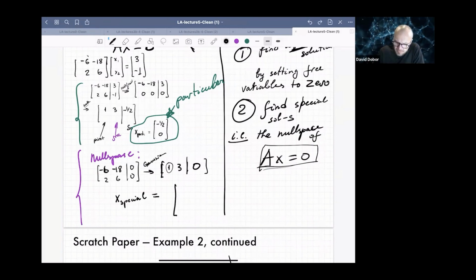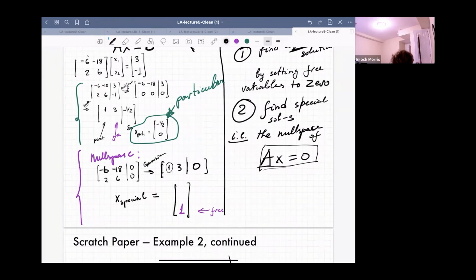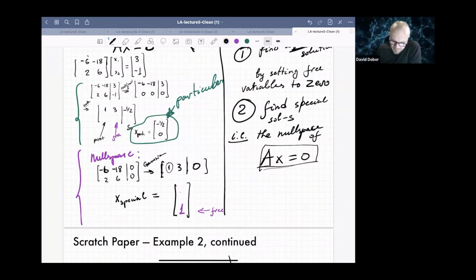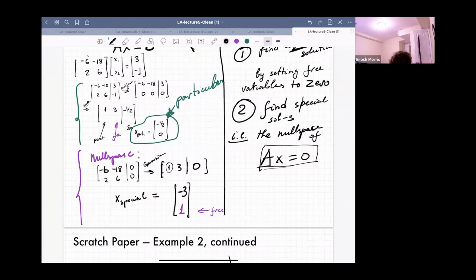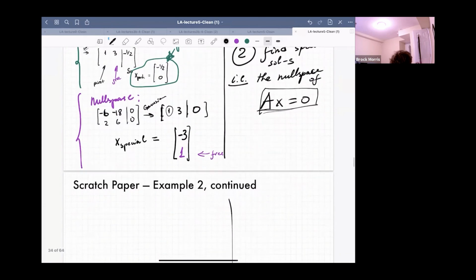Let's make that purple for free. So that guy was free. If I had more than 1, then I would set them 1, 0, 0, 1, as we did in the Eigen example. And the other guy works out to be what then? Negative 3. Right? So that's the special solution.